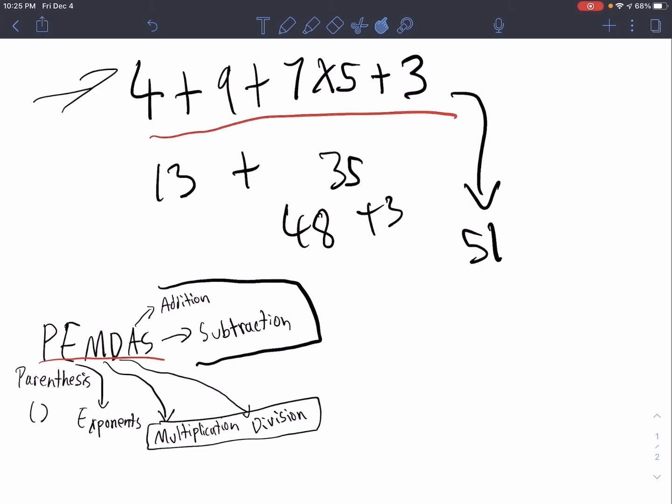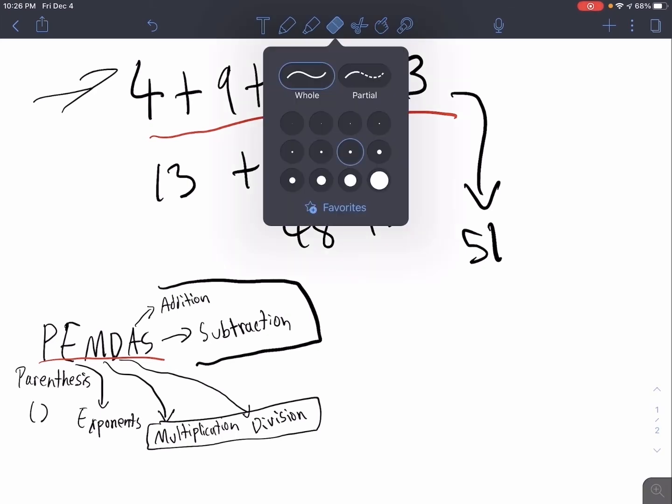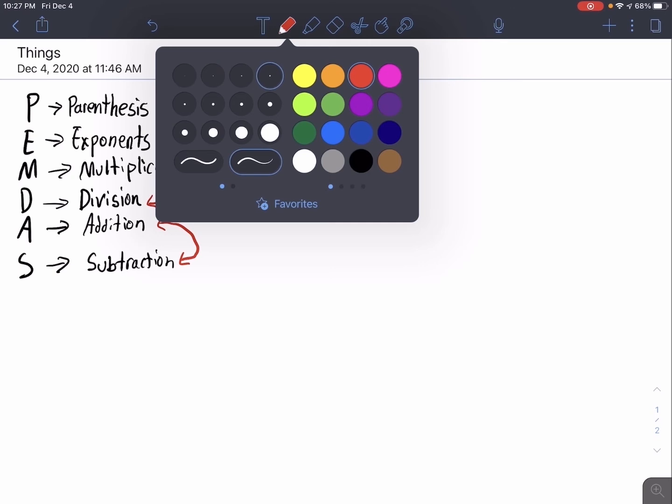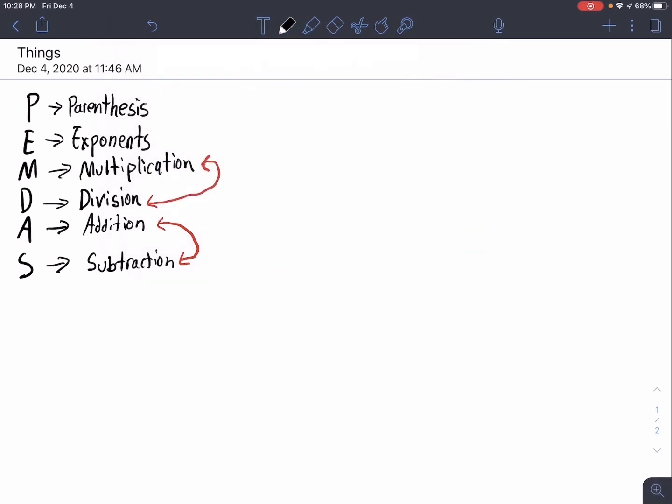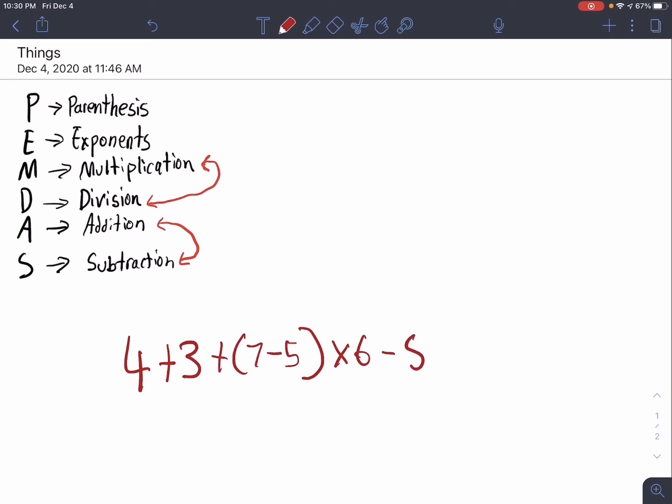Let's do a few more problems to help you understand how PEMDAS works. Okay, so I have a quick little PEMDAS on the top left corner to help us through these problems. So let's say we had a problem where it was 4 plus 3 plus, in parentheses, 7 minus 5, close parentheses, times 6 minus 8. Let's say we had this problem. Now, in the previous problem, we did multiplication first because it was above addition. It had a bigger priority than addition and subtraction.